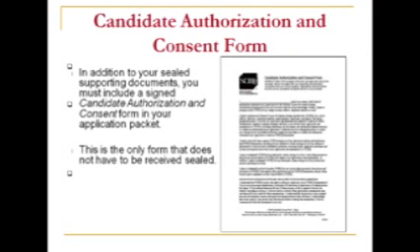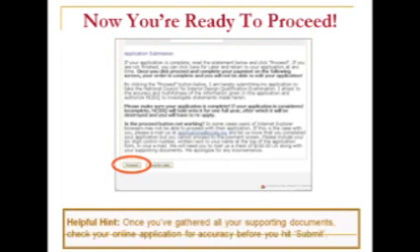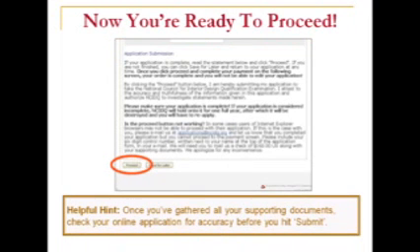The final supporting document that you must include is the candidate authorization and consent form. This is the only form that does not have to be received in a sealed envelope, but it must be included with your supporting documents in order for your application to be considered complete. Now that you've gathered all of your supporting documents, you can put them in one envelope and log into your My NCIDQ account to submit your application.